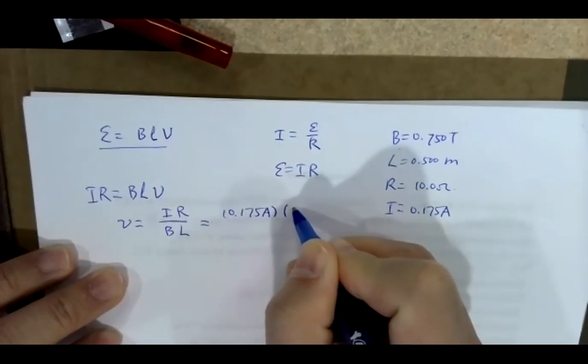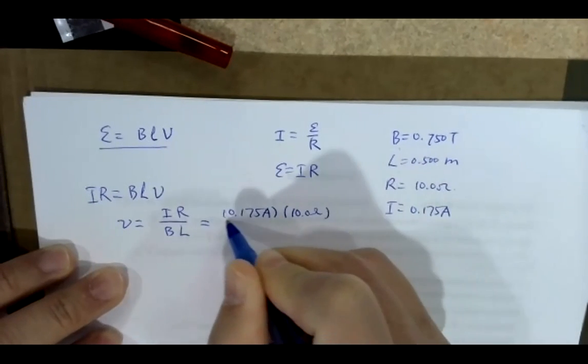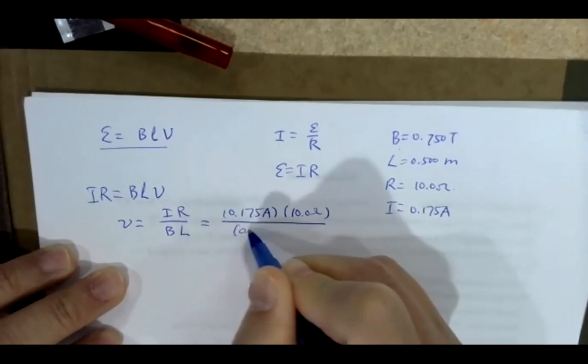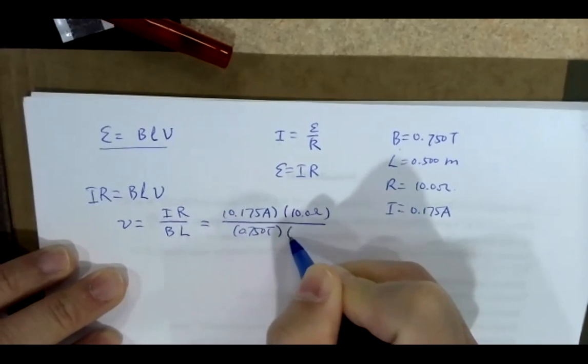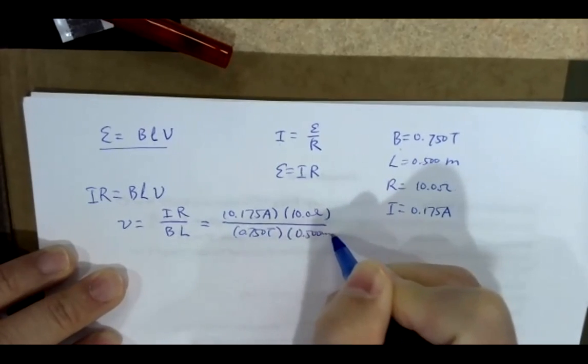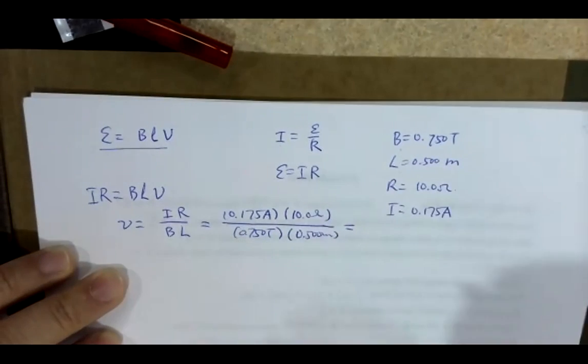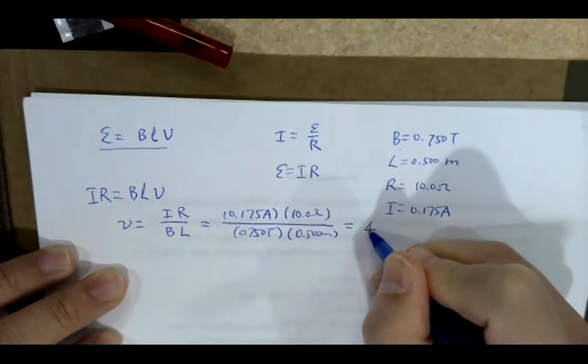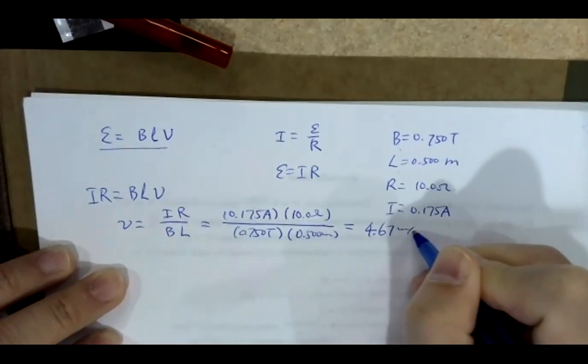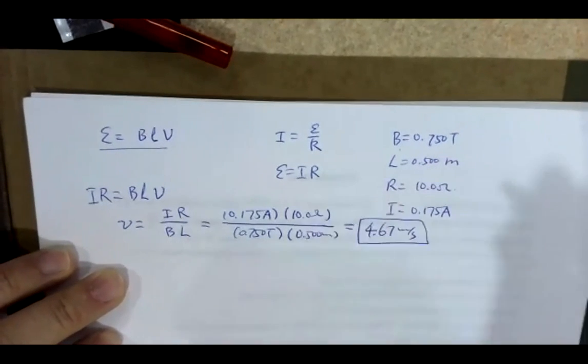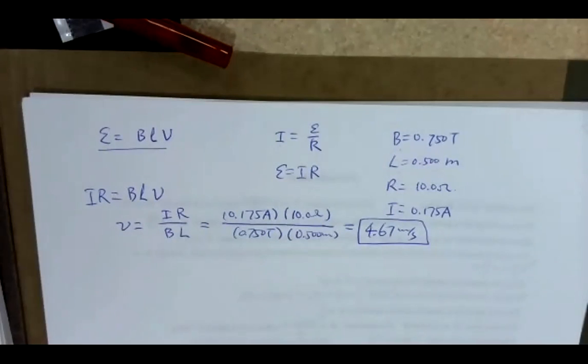You plug in your numbers, divided by the B field here times the 0.5 meters, the length of the rod, okay? So that gives you 4.67 meters per second as the speed of the rod that is moving, okay?